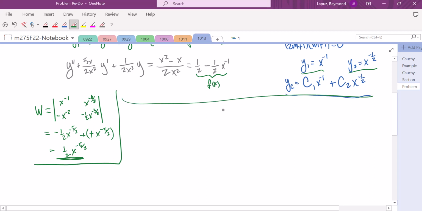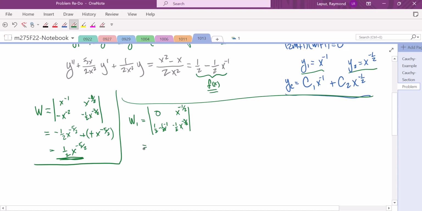Now from here, in order to find u1 and u2, we generate a couple of modified Wronskians. The W1 will be the same as the original Wronskian, except the first column will change. So the second column will remain the same. And the first column will change into the 0 and the f of x that we found earlier. So that's a 0 and 1/2 minus 1/2 x to the negative 1.